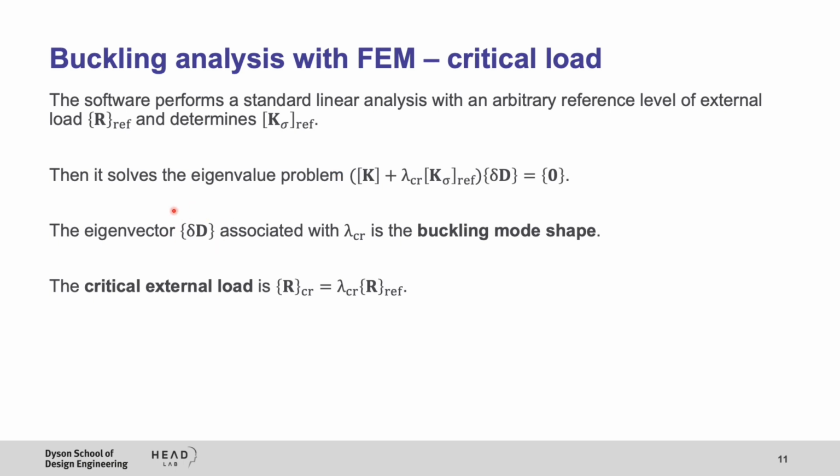The eigenvector that's shown here is associated with the critical load factor, and it is called the buckling mode shape. As you have seen before, it determines the shape of the structure at buckling. And finally, the critical external load is determined by multiplying the critical load factor by that external load or reference load. So that's why I said that if you use a unit value for this external load, then this critical load factor will be equal to the critical external load, so you don't need to do this manipulation later.